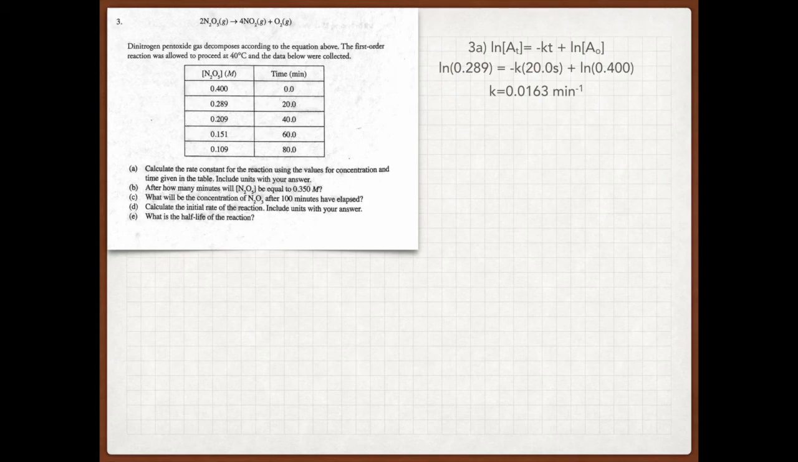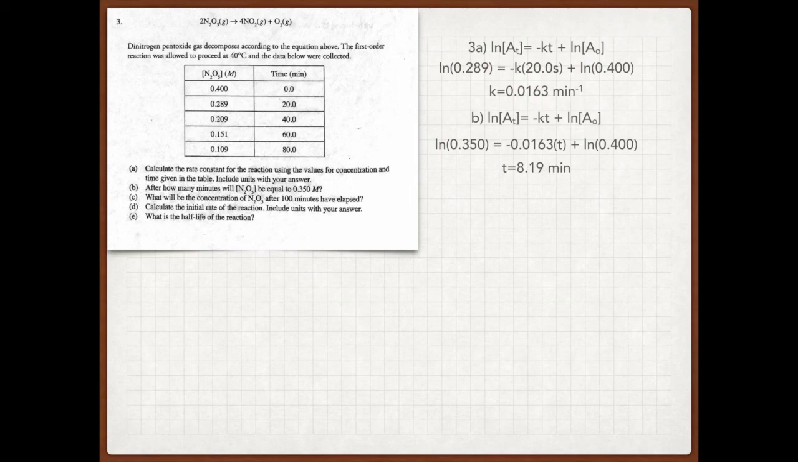After how many minutes will the concentration of N2O5 be equal to 0.35? Awesome, I can do this. That's my At, my 0.35. I know my k now, I'm solving for t, and I know my A naught. So I can just plug in all of these values, solve for t, and what I get is 8.19 minutes.